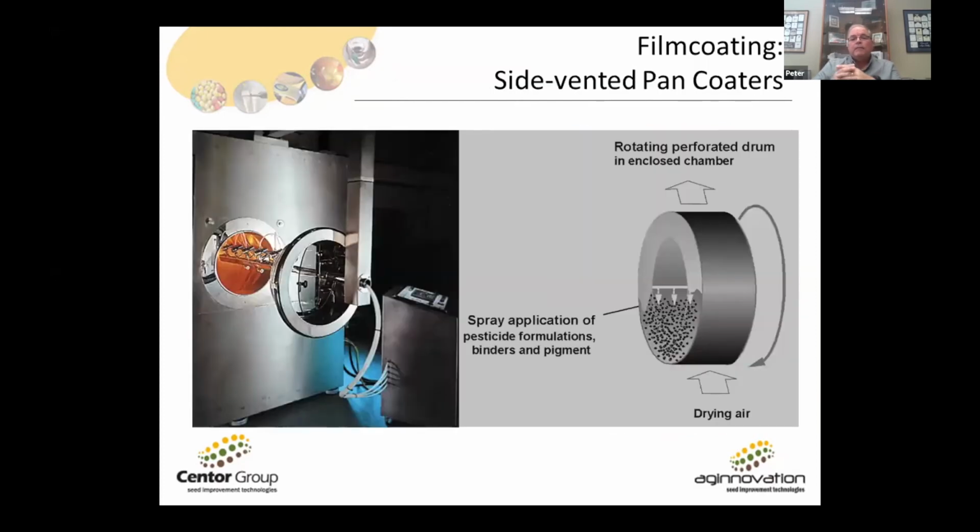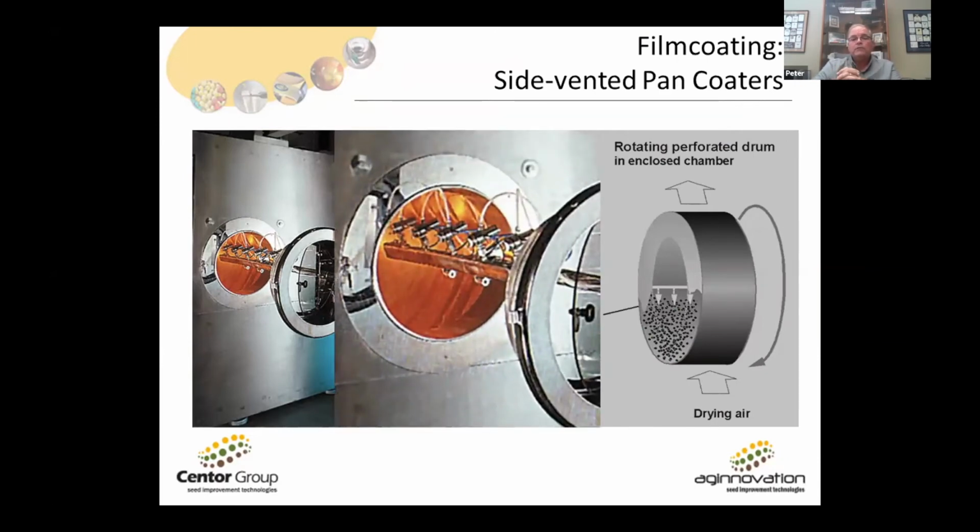The next piece of equipment that's utilized, and you still might find these today, is a side vented coating pan. And this is a technology taken straight out of the pharmaceutical industry. This is how tablets are made. And this again is a batch process. And there's a spray boom arm that you see, and I'll pull that up a little closer for you.